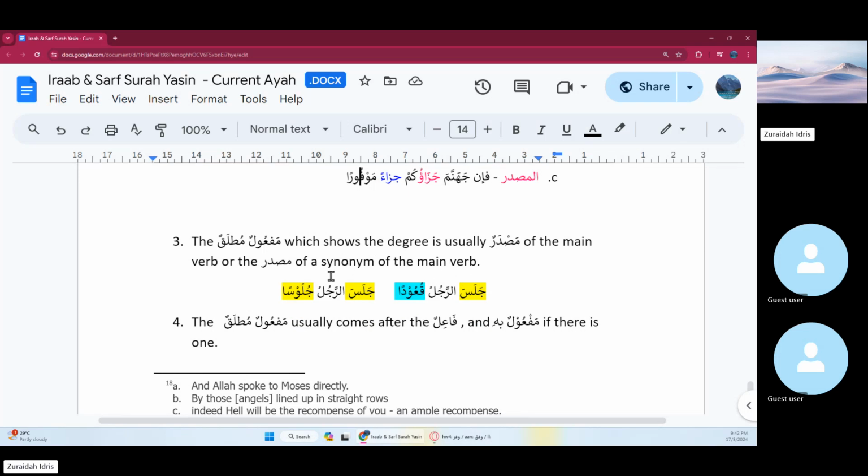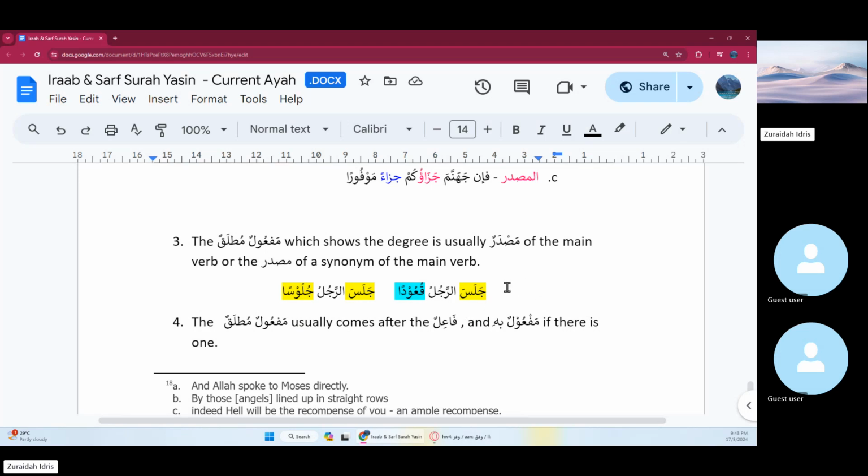That's why I was saying, if the root letters don't match in terms of meaning, like shadidan, shin dal dal, with daraba, daraba is what? So if it doesn't match, then it can't be a masdar. It cannot be a maf'ul mutlaq. It can be something like a sifah, like we saw just now, in the place of a maf'ul mutlaq.